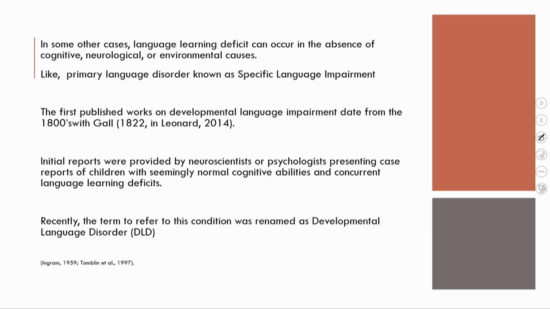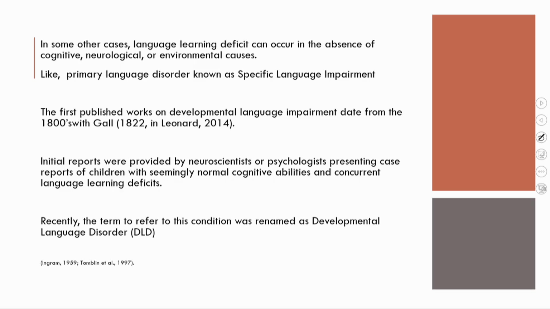In some other cases, language learning deficit can occur in the absence of cognitive, neurological or environmental causes, without any apparent cause actually. For example, the primary language disorder known as specific language impairment. Specific language impairment has been studied for a very long time now, and it became a turning point in the nativist argument about language, the modularity of the brain and so on, because it was connected with one particular mutation of the gene which we discussed in the beginning, in the first module while talking about evolution. SLI connected with FOXP2 was used as a very important theoretical position on the evolution of language as well.